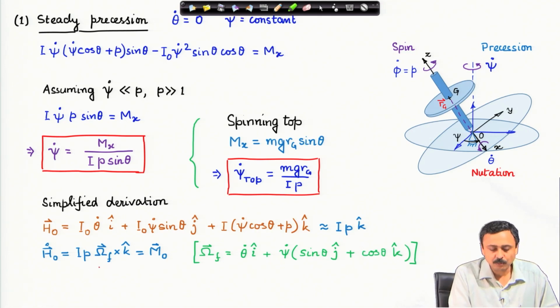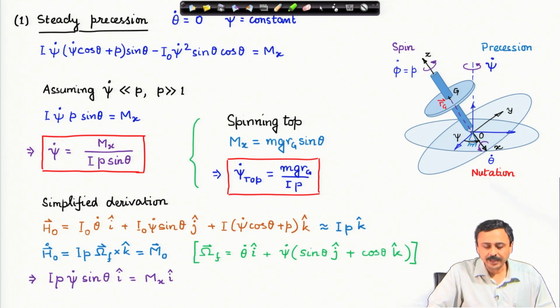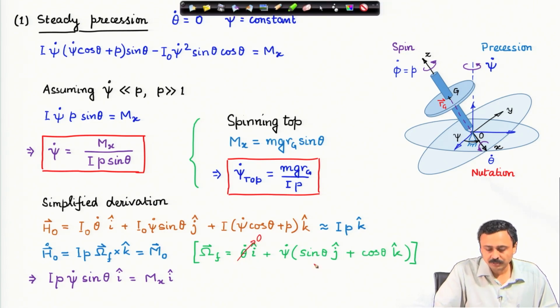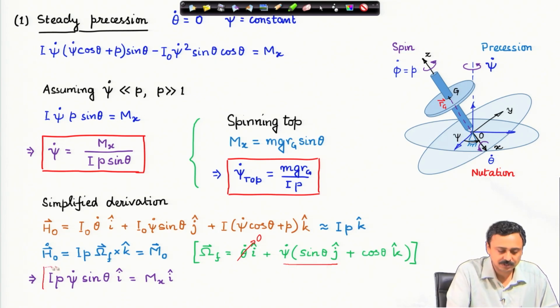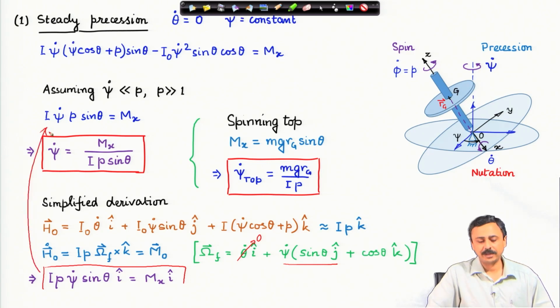derivative term, which is omega f cross H O, and that will give me I p omega f cross k cap, and omega f, remember, is this expression I have written in green. And if you take this cross product, and theta dot is of course 0, no nutation, I am going to consider therefore this term only contributes, and that is how I get this expression. And this is the same as what I have obtained here.